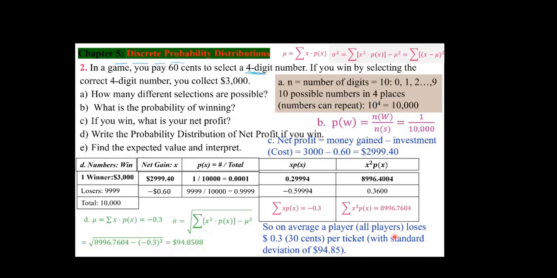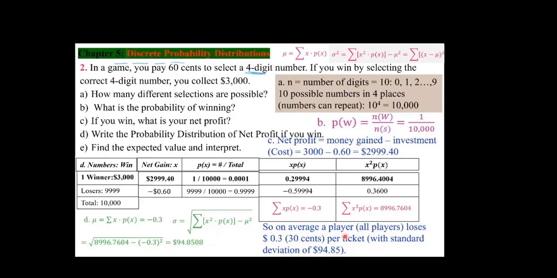I just added it. What matters is the first part. On average, all players, including the one who wins, lose. So a player loses how much? 30 cents on average. That means per ticket. What does it really mean? I want to make sure we understand the meaning, the importance and the power of this statement.